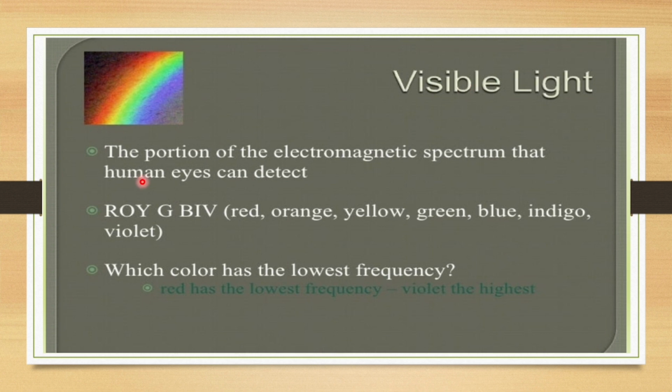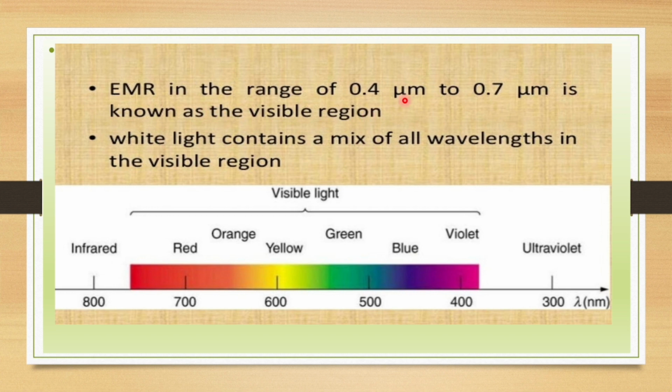Visible light is the portion of the electromagnetic spectrum that human eyes can detect. You already know the rainbow, that is VIBGYOR: violet, indigo, blue, green, yellow, orange, and red. This forms the visible light. Red has the lowest frequency and violet has the highest frequency in the visible spectrum. The range is 0.4 micrometer to 0.7 micrometer, in other words 400 nanometer to 700 nanometer, which is known as the visible region.